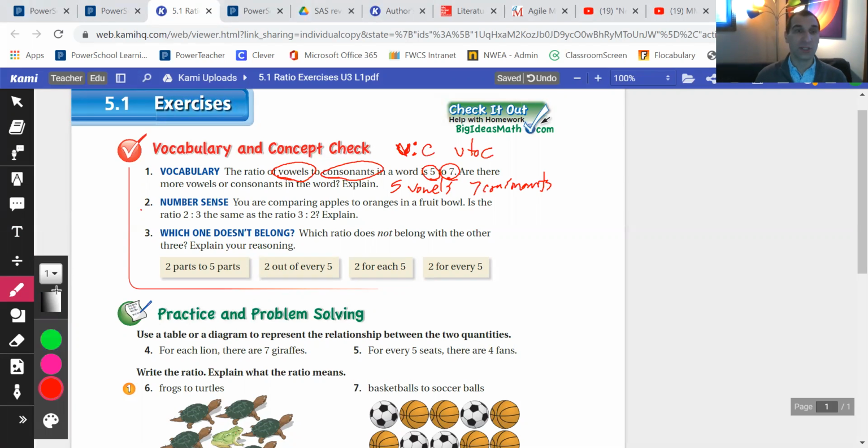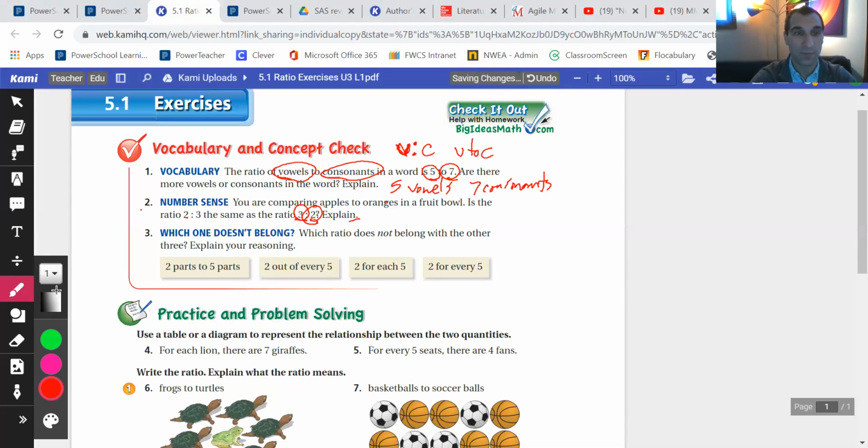Number 2, you are comparing apples to oranges in a fruit bowl. Is the ratio 2:3 the same as the ratio 3:2? And the answer, of course, would be no. Just like in a fraction, you can't just flip the fraction around and have the same value. So if there are 2 apples and 3 oranges, that's not the same thing as saying that the ratio is 3:2, because that'd be 3 apples and 2 oranges.